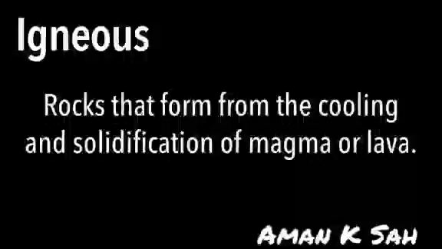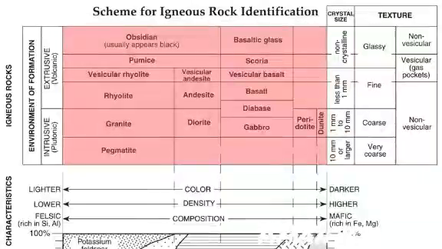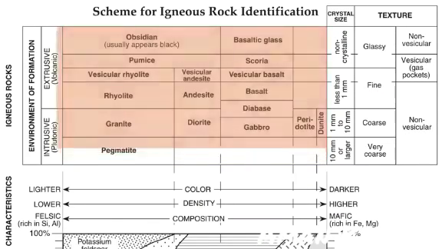So let's begin by looking at igneous rocks. As I mentioned, these are rocks that form from the cooling and solidification of magma or lava. Let's take a look at the reference table on igneous rocks. So if we zoom in, these are our 17 igneous rocks shown in bold. And you'll notice that there's a whole bunch of characteristics shown on this chart. So let's go through them a little bit.